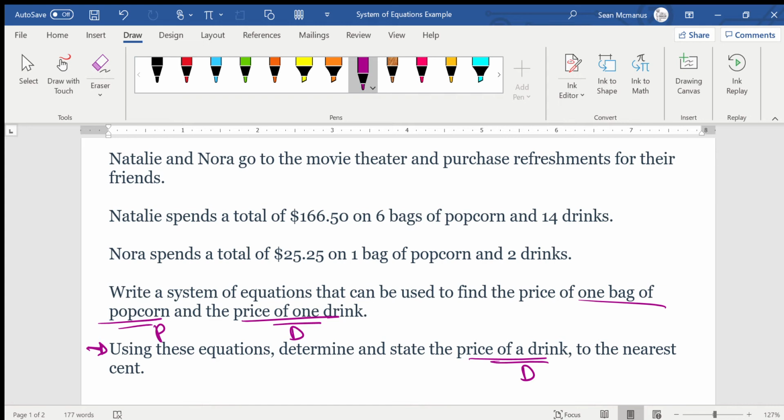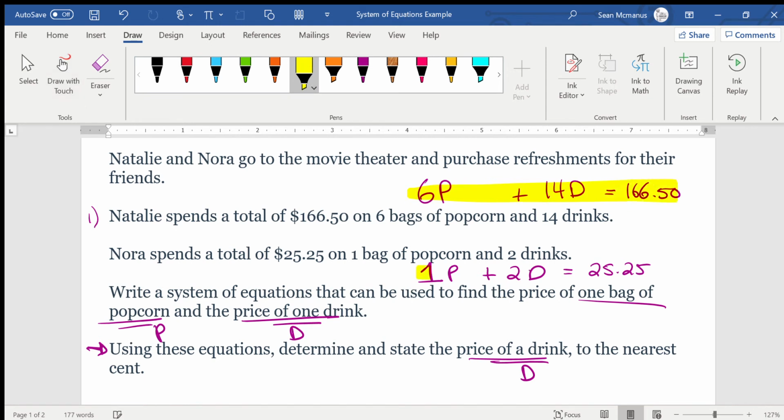So we'll go up here to our first equation. Our first person, Natalie, buys 6 popcorns and 14 drinks for a total of $166.50. And Nora buys 1 bag of popcorn, so 1P, and 2 drinks for a total of $25.25. So these are my 2 equations. Let's highlight them.